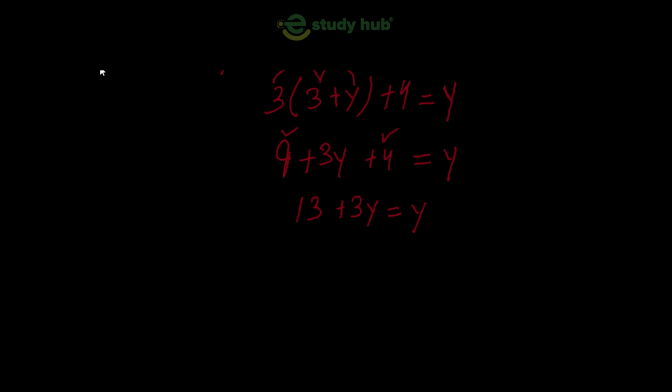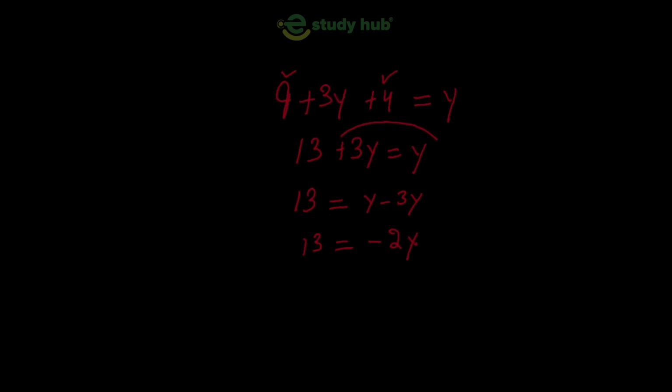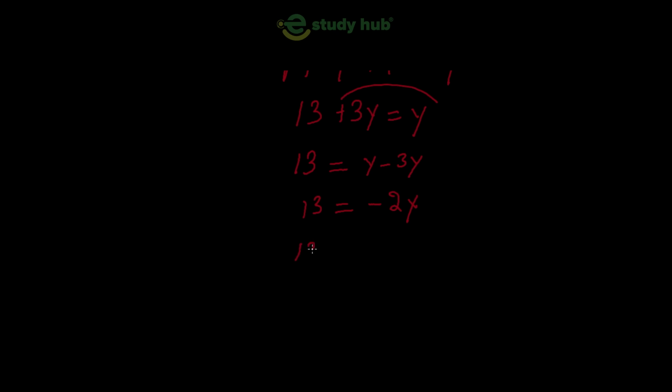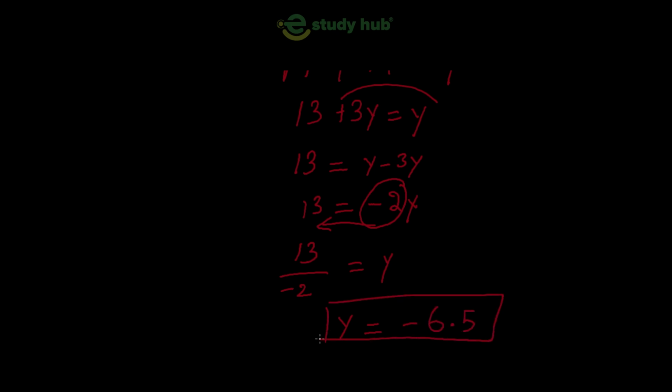What should I do there? Or you can do it like this as well. The plus 3y, when it goes to the other side, becomes negative 3y. So 13 as it is, and what do you get? y take away 3y, we get negative 2y. We already know we need to find the value of y. So this negative 2 is multiplying with y, and when it comes over here it becomes division by negative 2. So y equals, half of 13 is 6.5, so negative 6.5. That will be the value for y.